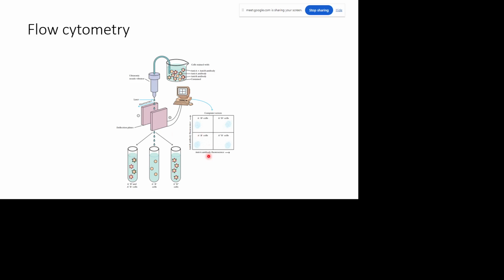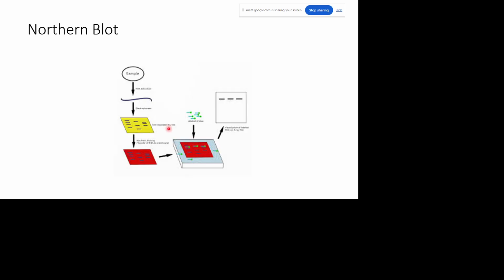And then northern blot is for analyzing the RNA. From your sample you will isolate the RNA, do the electrophoresis, then transfer the RNA to the PVDF membrane, and in the membrane you will hybridize the RNA if there is any secondary structure. Then you will add the radiolabeled probe. If you are looking for a specific RNA sequence, you will design the probe in such a way that it is complementary to that particular specific RNA sequence.